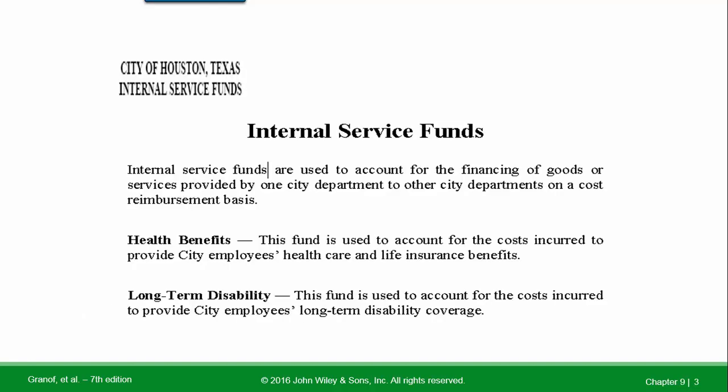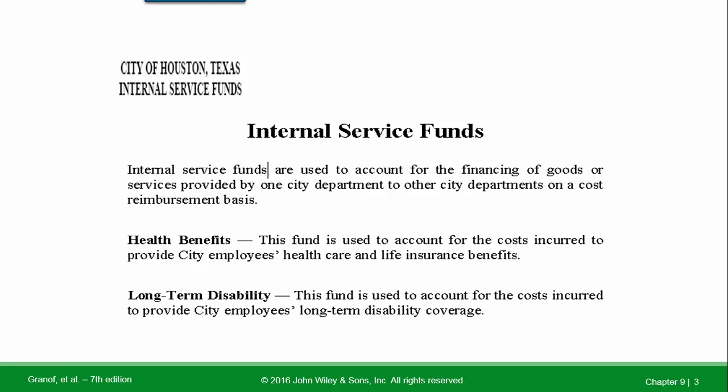Here's a footnote from the CAFR for the City of Houston. Internal service funds are used to account for the financing of goods or services provided by one city department to other city departments on a cost reimbursement basis.